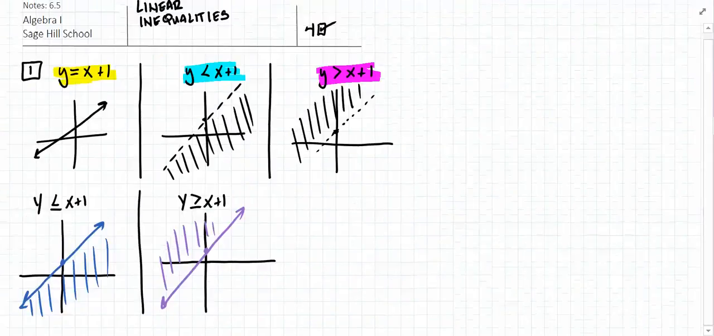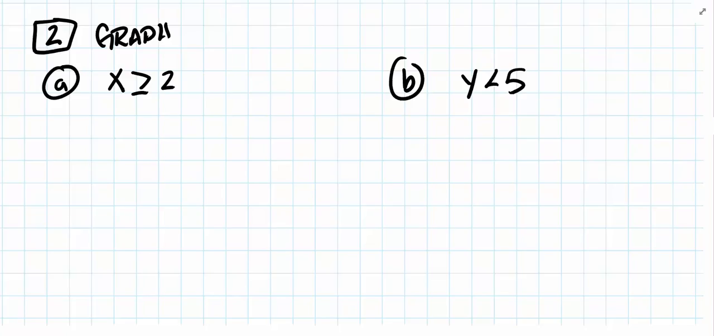Okay, here we go. X is greater than or equal to 2 and y is less than 5. We're going to practice graphing inequalities. So we're going to graph these by hand, and then we're going to check Desmos to make sure we did it right. Okay.